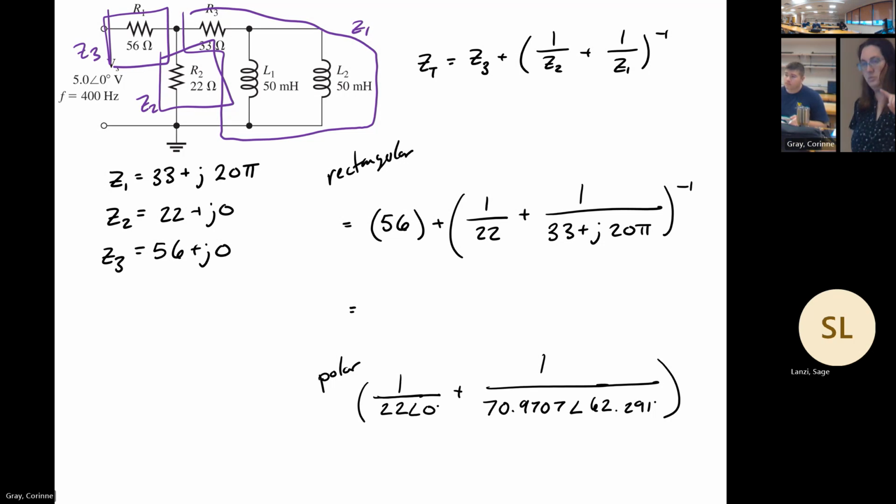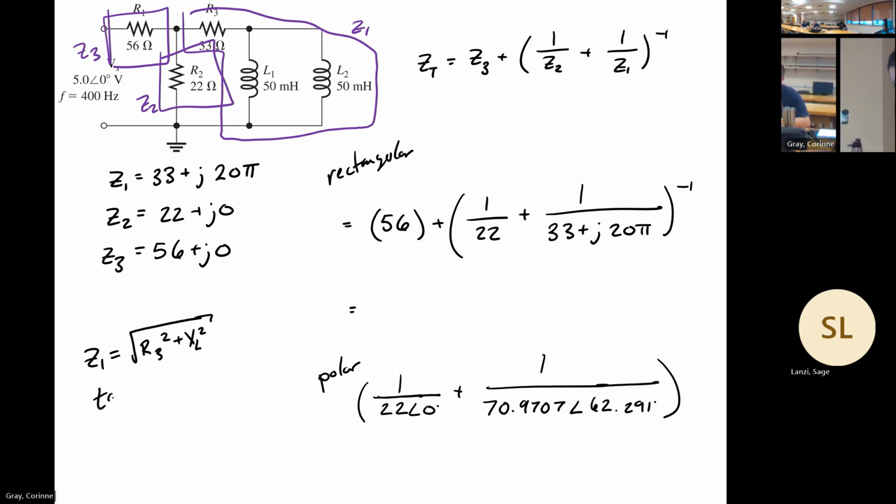To go from rectangular to polar, you square both terms, add them together to get the magnitude, and then for the angle part, or sorry, you don't do that, because these are in series. So Z1 is equal to the square root of R3 squared plus XL squared, and theta is equal to the inverse tangent of XL over R3. This is because for Z1, they are in series.